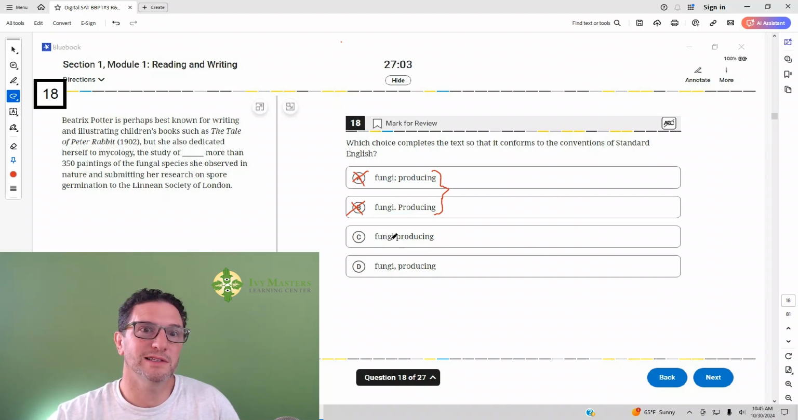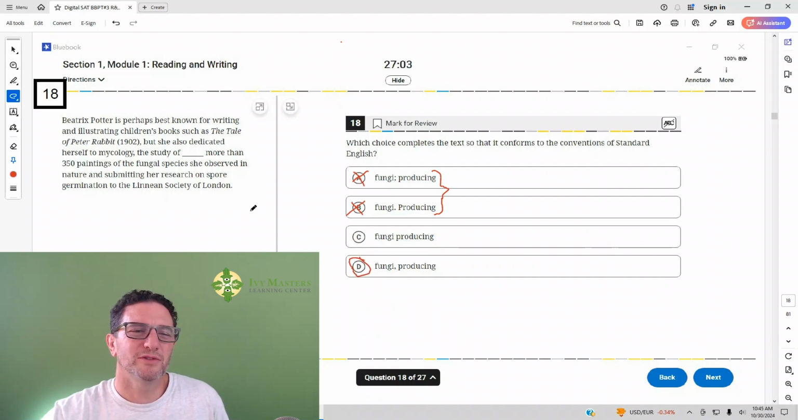Let's listen in. I'm going to read it one more time. Beatrix Potter is perhaps best known for writing and illustrating children's books such as The Tale of Peter Rabbit, 1902, but she also dedicated herself to mycology, the study of fungi, producing more than 350 paintings of fungal species she observed in nature, and submitting her research on spore germination to the Linnean Society of London. Are you pausing? Yes, you are.